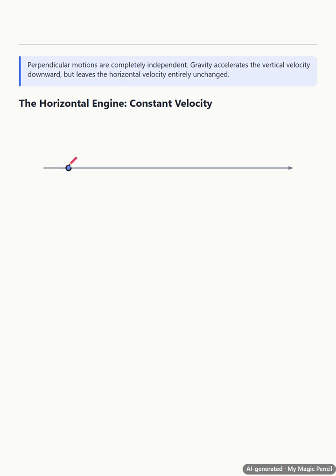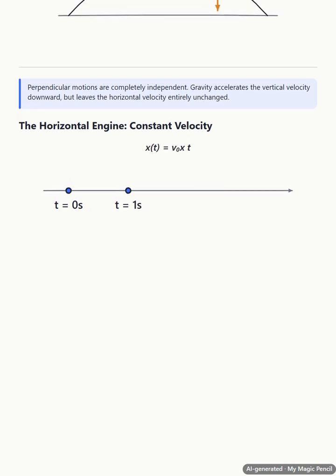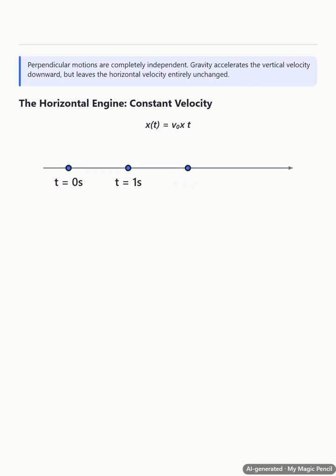Horizontally, there is absolutely no force pushing or pulling the projectile once launched. This means the horizontal velocity, v_x, remains completely constant. The equation for its position is beautifully simple. Horizontal distance equals the initial horizontal speed times time.